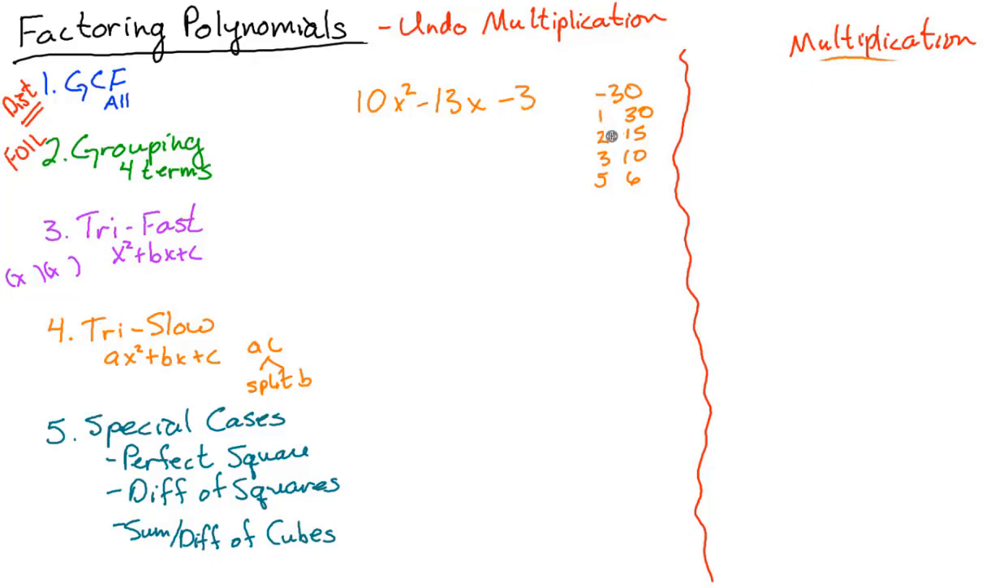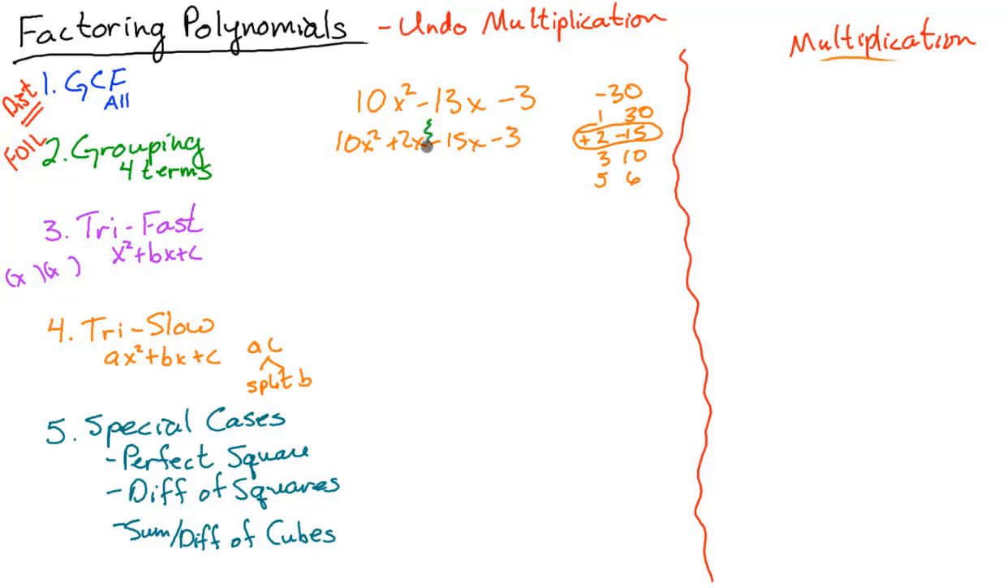Let's undo those and do a negative 15 and a positive 2. Is that correct? Double check it. Positive 2 times negative 15 is indeed a negative 30 and does indeed add to negative 13. That is good. So that's how we split it up. It is now 10x squared plus 2x minus 15x minus 3. And we have 4 terms.